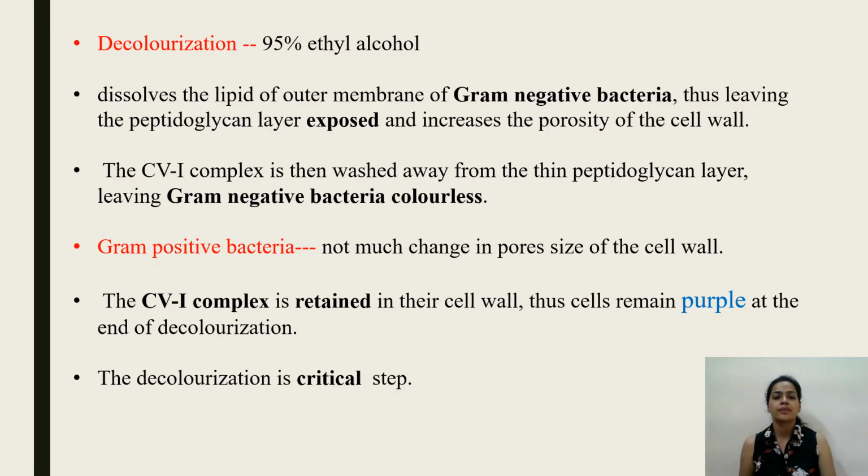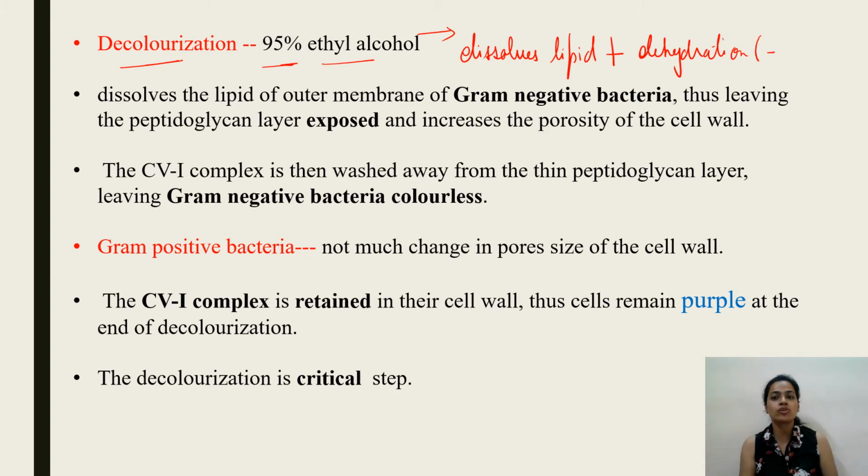The next step is a very important and critical step in gram staining, which is known as decolorization. In decolorization we'll be using 95% ethyl alcohol, and this serves two functions. Number one, it will dissolve the lipids of the membrane, plus it will cause the dehydration of the membrane. That means it is going to remove the water from the membrane. These are the two important functions that this decolorizing agent will perform here.